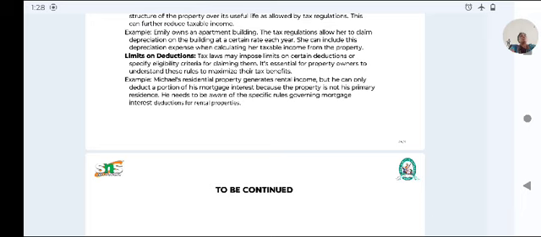These are the points included in duties and taxes.